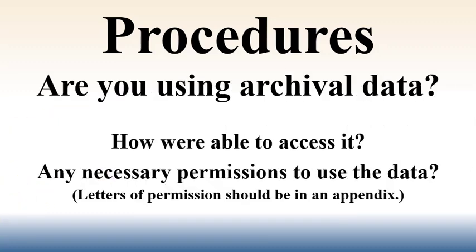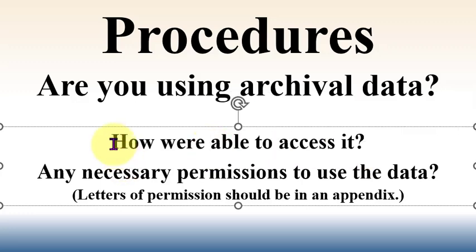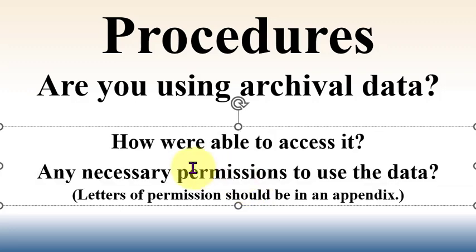Okay, moving on. Are you using archival data? In other words, are you using old data somewhere, which is quite common. So what you got to talk about is how were you able to access it? In other words, most places just don't put their data online for anybody to look at, right? So you usually have to ask somebody about it or something like that. And very important, were there any permissions that you had to get? So if there were permissions, you're supposed to put those letters of permissions or forms in an appendix somewhere.